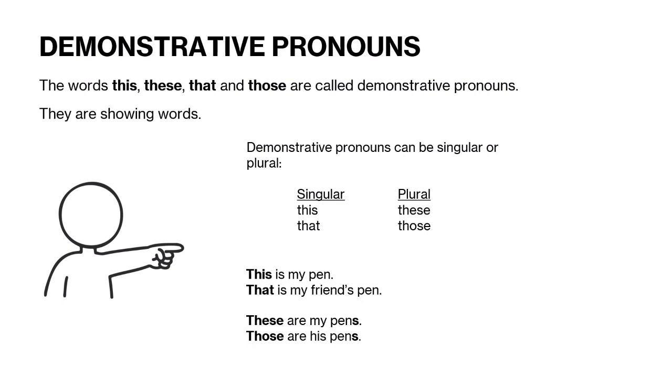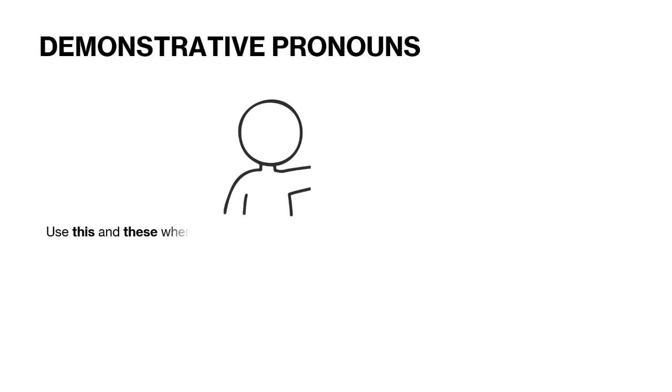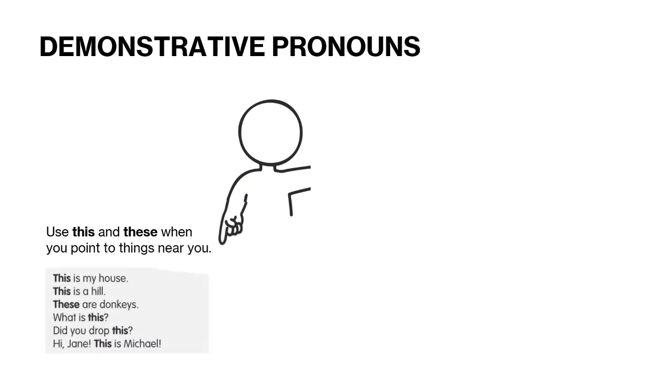We use this and that when we are talking about only one person or object. We use these and those when we are talking about more than one person or object. Use this and these when you point to things near you. This is my house. This is a hill. These are donkeys. What is this? Did you drop this? Hi Jane, this is Michael.